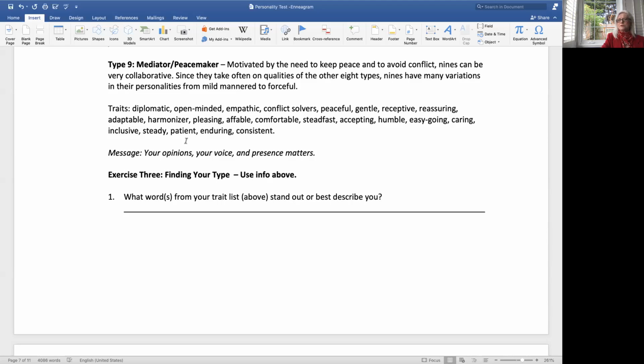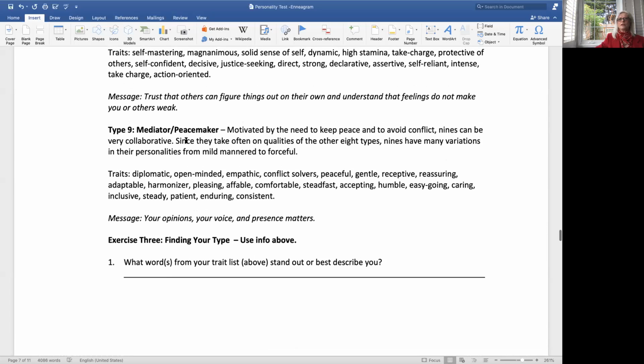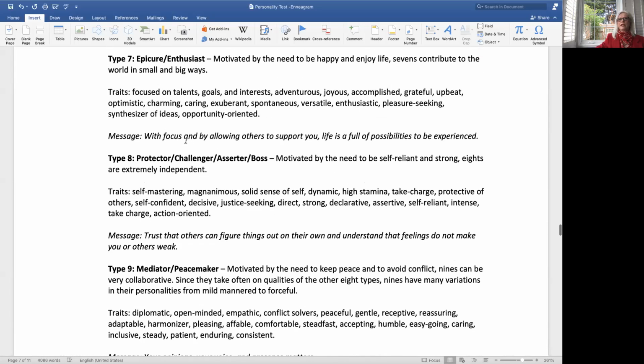So the exercise I'd like to leave you with today is I'd like you to think about the traits from the list that we went over today and think about the ones that really stood out for you. And just jot a few notes of the traits that really, really stood out.